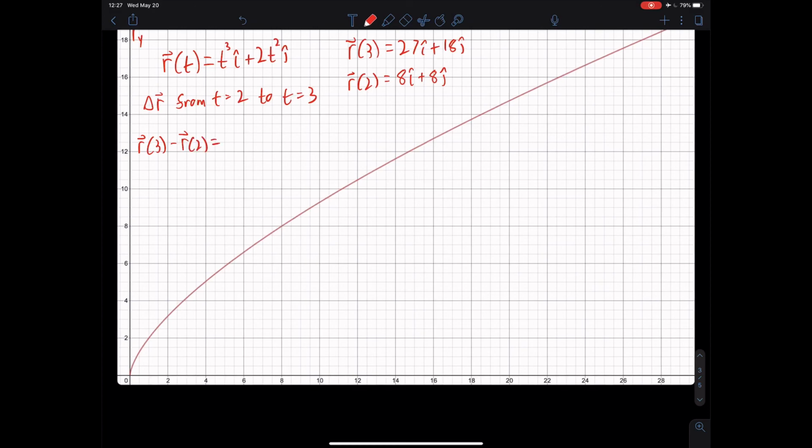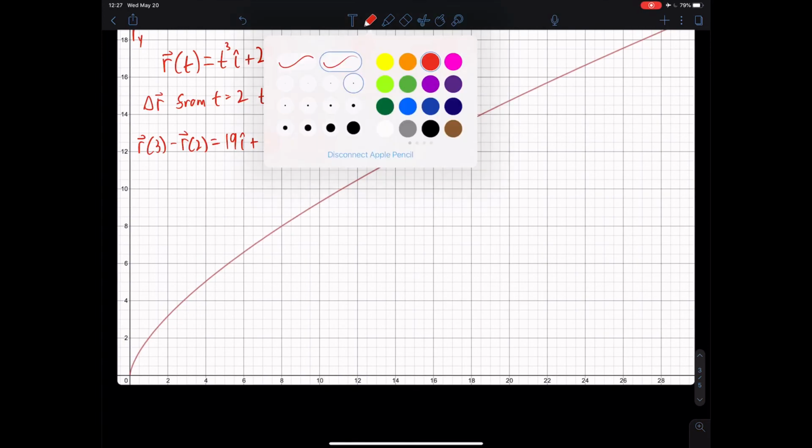When we subtract or add vectors, we just do it component-wise. So we'll subtract the i hat components first. So 27 minus 8 gives us 19. So 19i hat. And then 18 minus 8j hat gives us 10j hat. So our displacement vector should be the vector 19i hat plus 10j hat. That's our displacement vector. So let's draw that one in green.